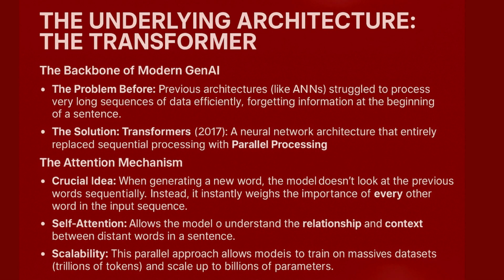When the model generates a new word, it does not read the preceding words one by one. Instead, it instantly calculates and weighs the importance of every other word in the input simultaneously. This specific feature, called self-attention, allows the model to instantly grasp the relationship and context between words, even if they are far apart in a sentence. This parallel approach is what provides the necessary scalability for a model to train on massive datasets, trillions of tokens, and scale up to billions of parameters, leading to today's powerful LLMs.